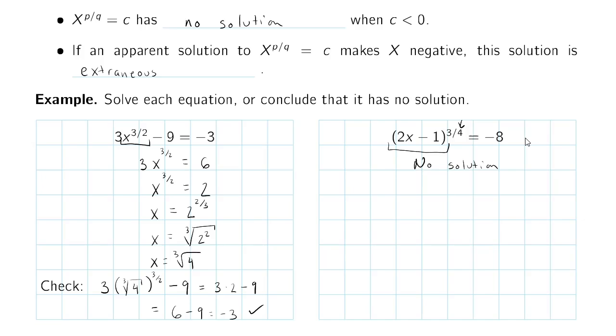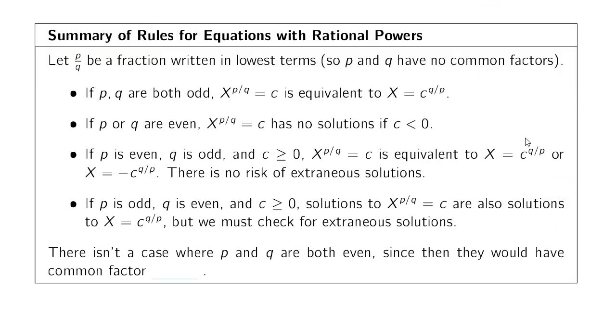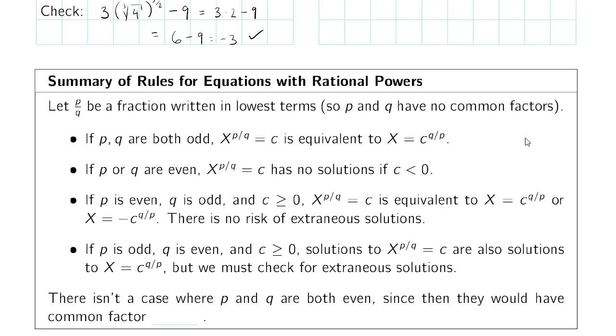So let's summarize our rules for working with equations with rational powers. First, if P and Q are both odd, there are no problems. x to the P over Q equals C is just directly equivalent to x equals C to the power Q over P. We can just take the Q over P power on both sides and not worry about it. If either P or Q is even, x to the P over Q equals a negative number has no solution.